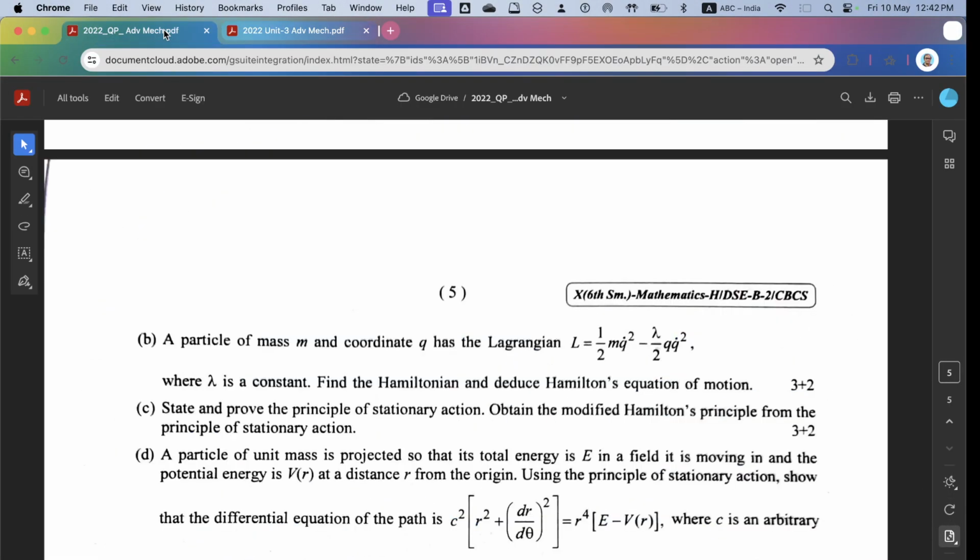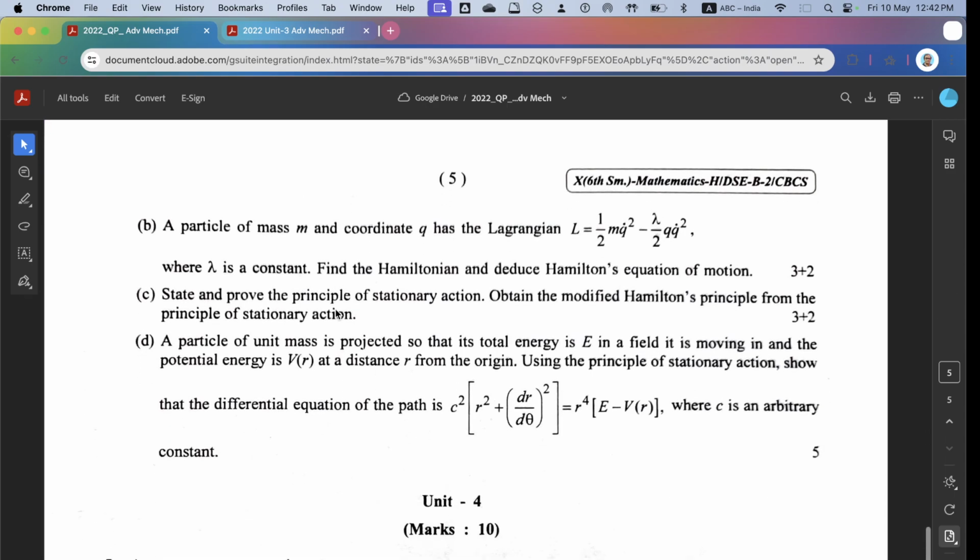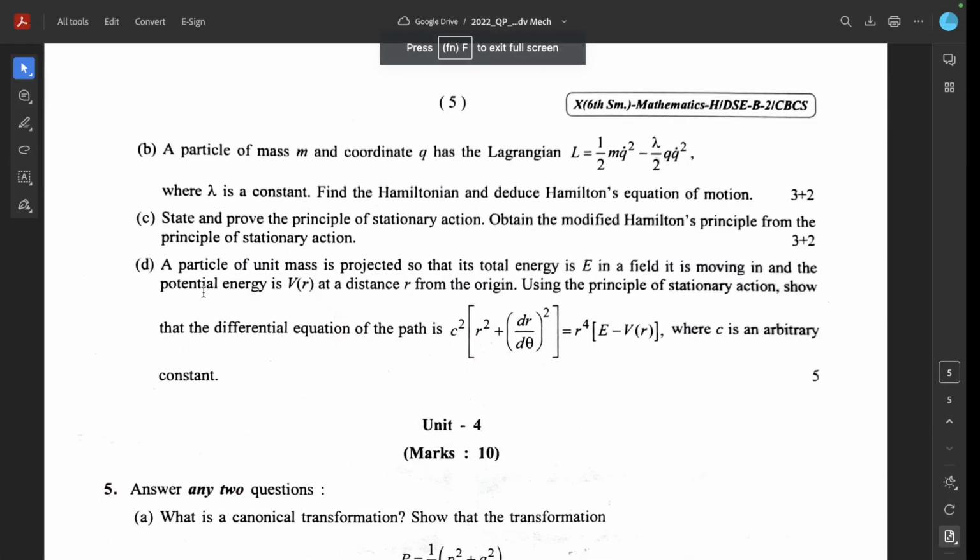Next question, question D. A particle of unit mass is projected so that its total energy is E, in a field it is moving in, and the potential energy is V(r) at a distance r from the origin. Using the principle of stationary action, show that the differential equation of the path is this, where c is an arbitrary constant.